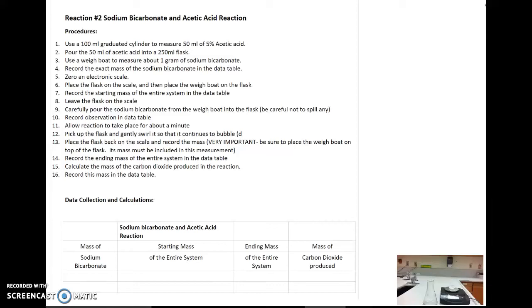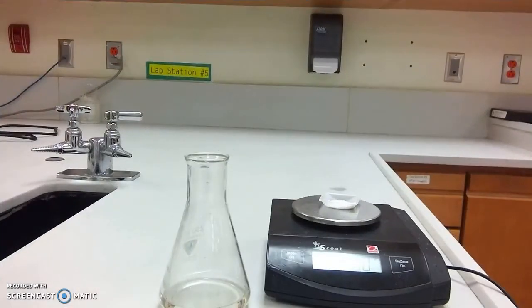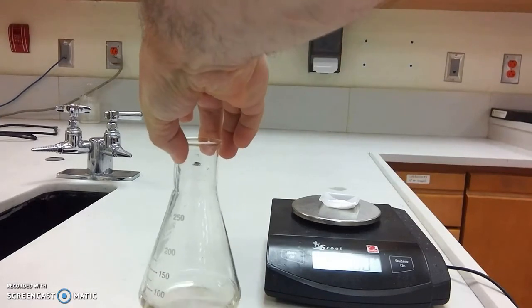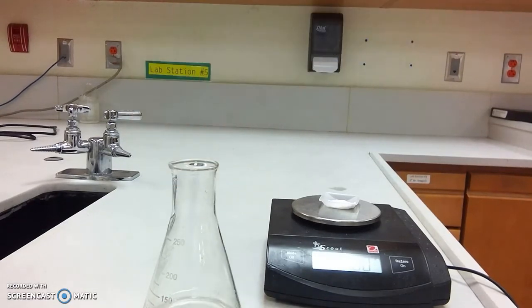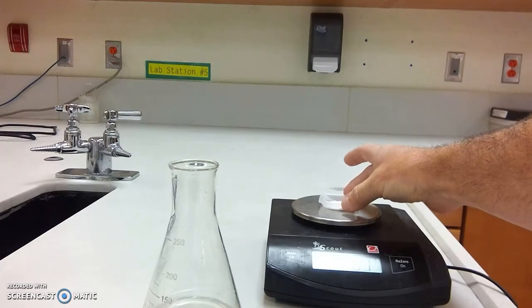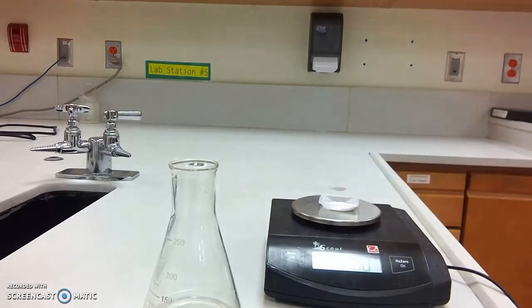Okay, so we're reviewing the procedures for the sodium bicarbonate and acetic acid reaction. At this point, I've already done the first few procedures. Switch back to this. You already have your 50 milliliters of acetic acid in here, and I've weighed the mass of 1 gram of sodium bicarbonate. Again, I'm going to record that exact mass in my data table.